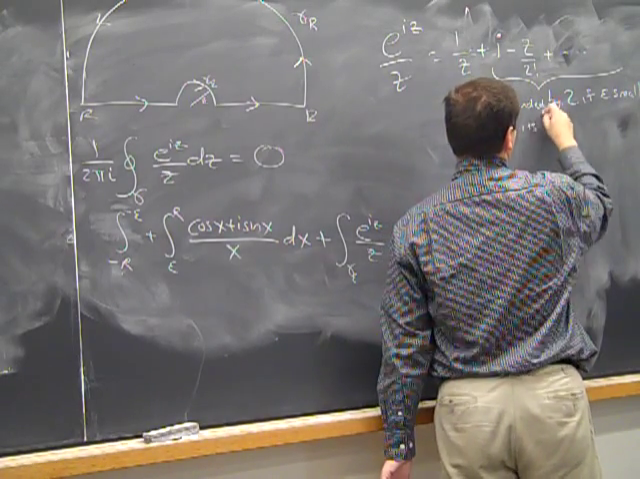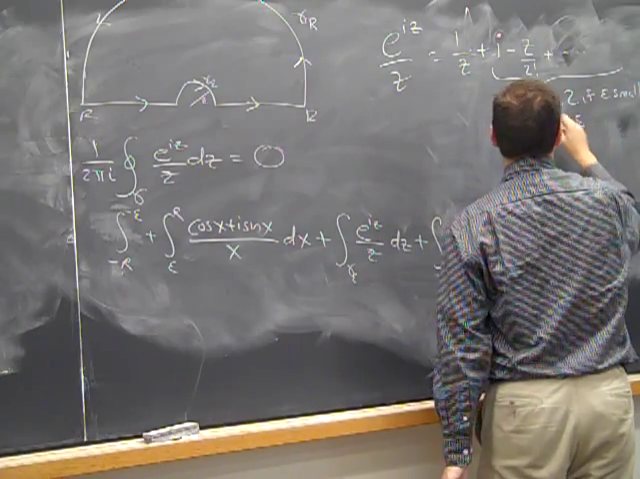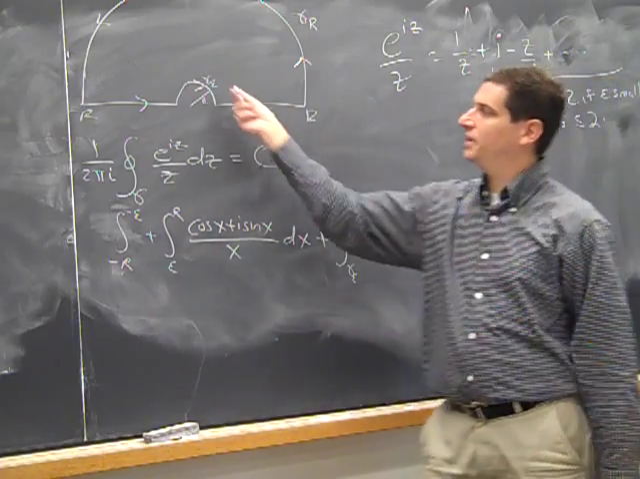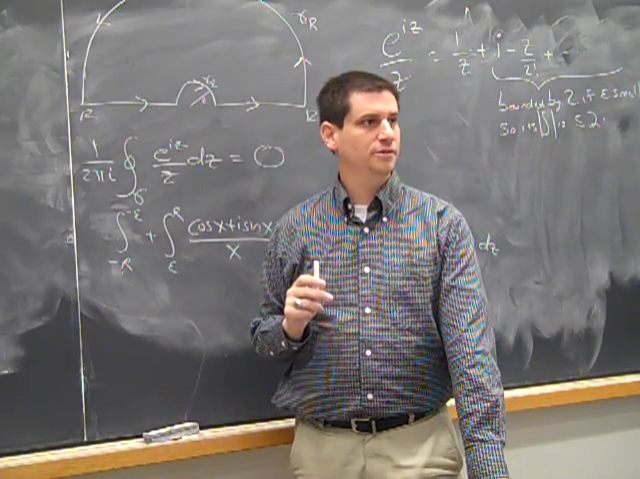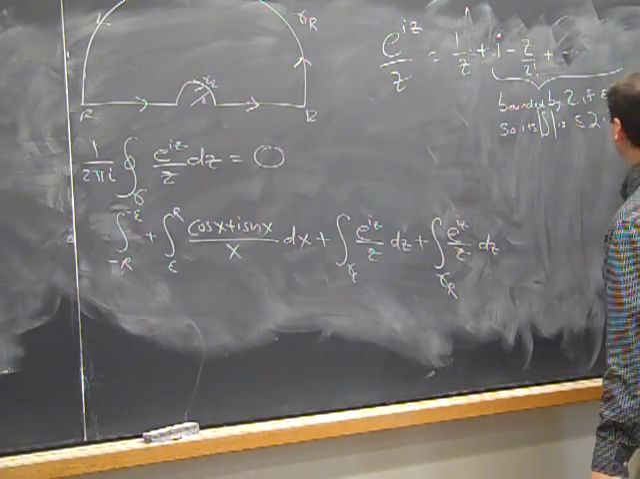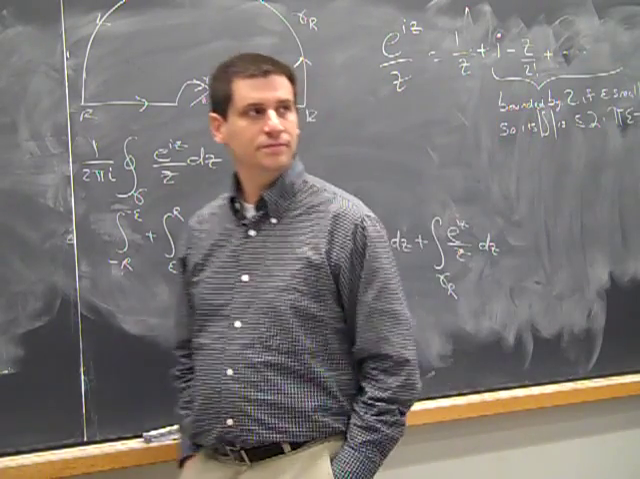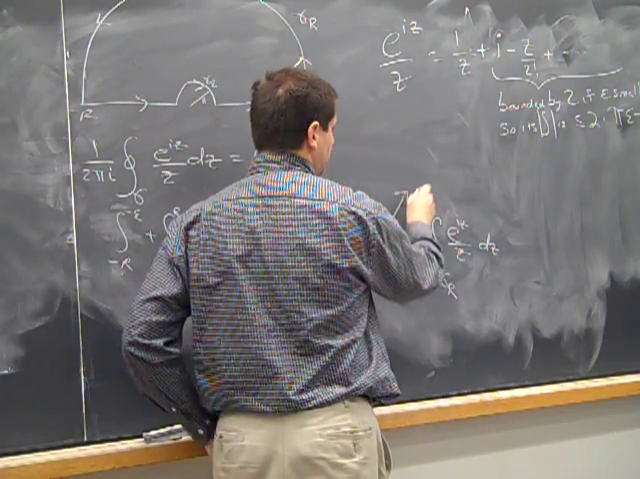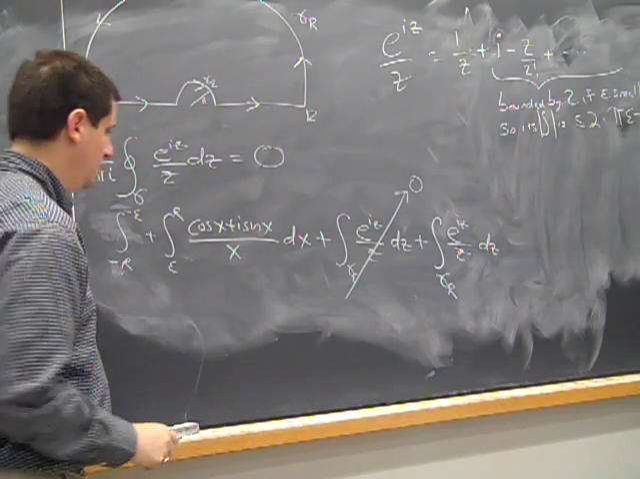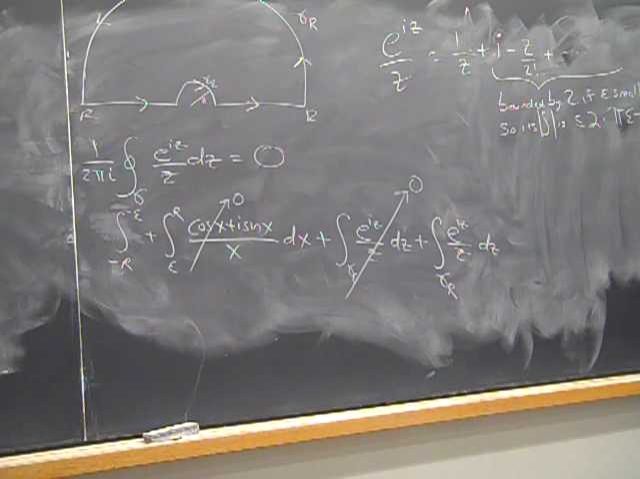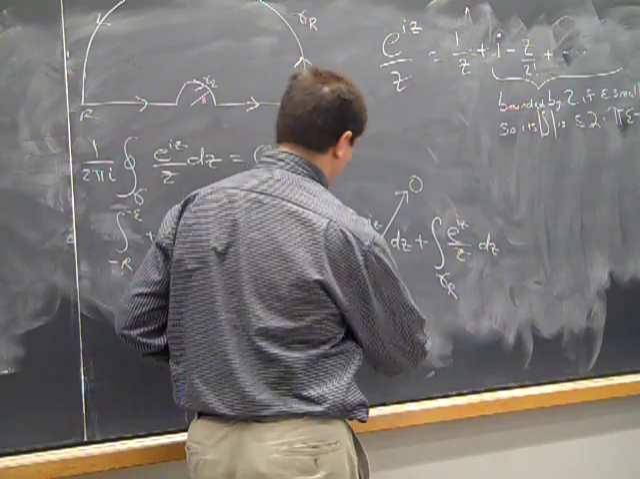So its integral is less than or equal to absolute value 2 times the perimeter of that half circle, pi epsilon, which tends to 0. So is everybody comfortable that this piece doesn't contribute in the limit? And the cosine piece goes to 0 in the limit. Oh, sorry.